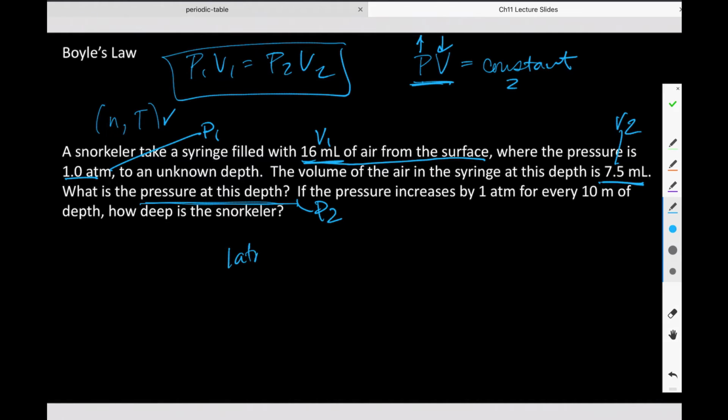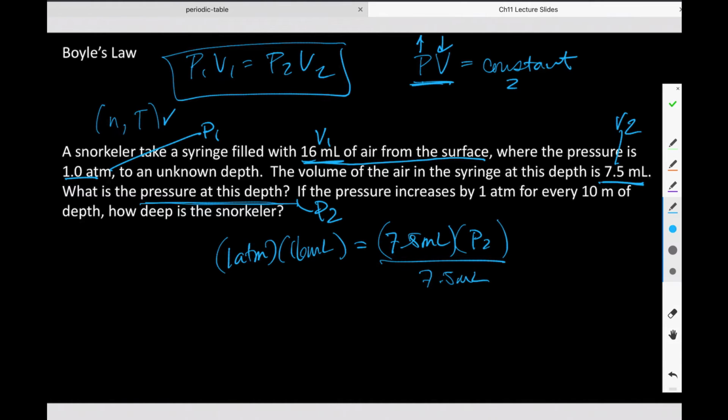So let's go ahead and solve. P1 is 1 atmosphere, times 16 mL, is equal to 7.5 mL times my P2. Now here, one of the neat things is, as long as we set it up neatly, all that has to happen is that our units have to match across the equal sign. So since this is 7.5 mL, when I divide by 7.5 mL, that unit cancels and I'm left with P2 equal to however many atmospheres. So this then is going to get me what my new P2 is.